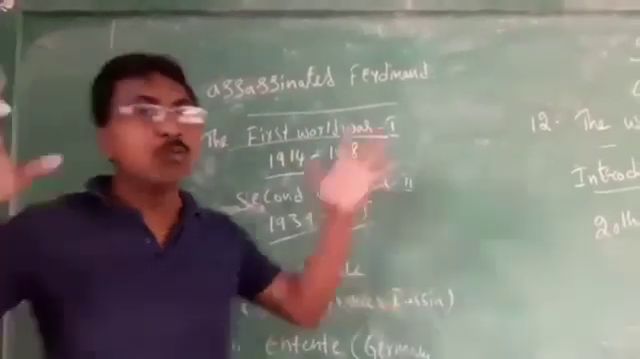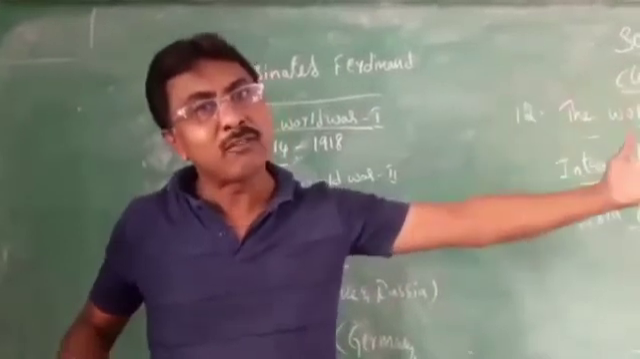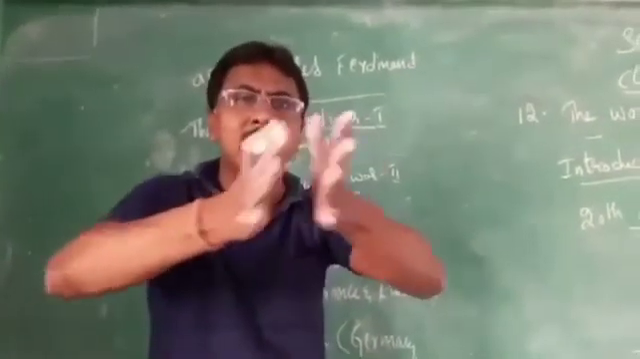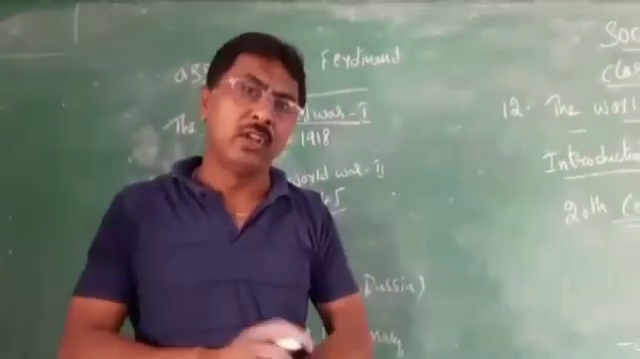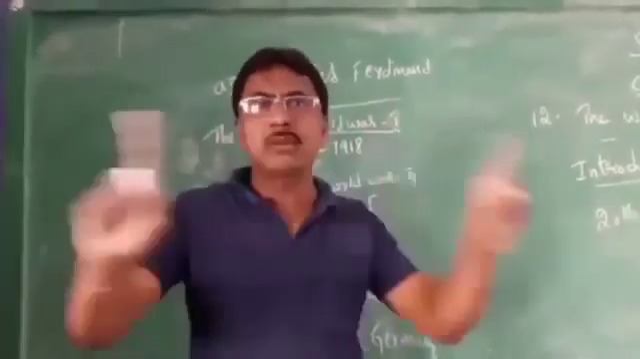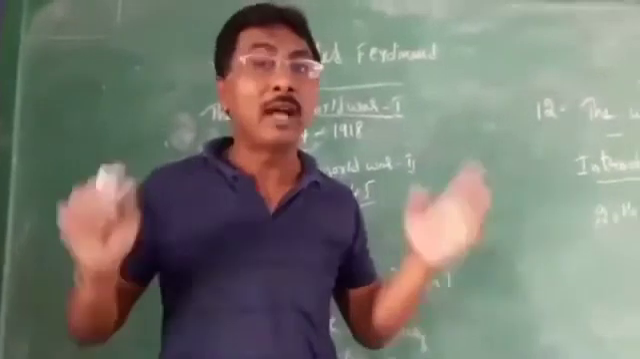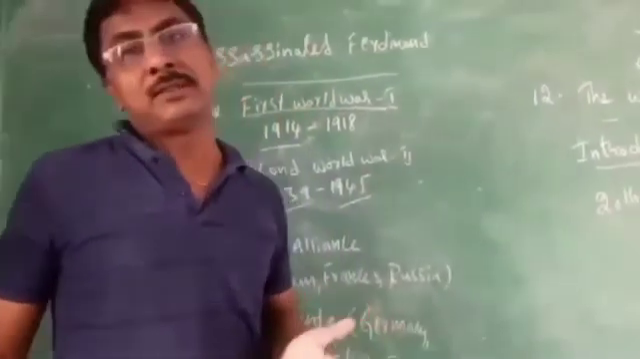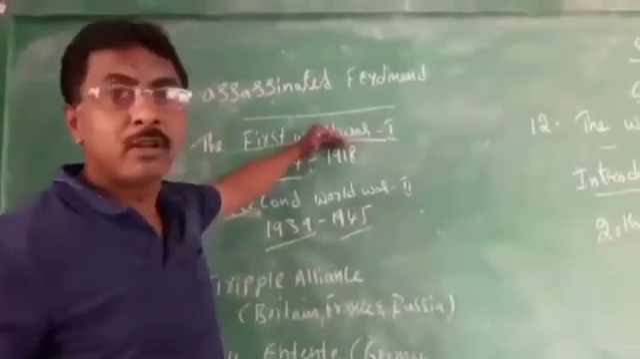And I told you, world war means what? On this side some five or six countries and on that side some five or six countries fight, that is called a world war. If two countries are fighting, that is not called a world war. So like that it happened. Now I am going to tell you which countries fought in the first world war.